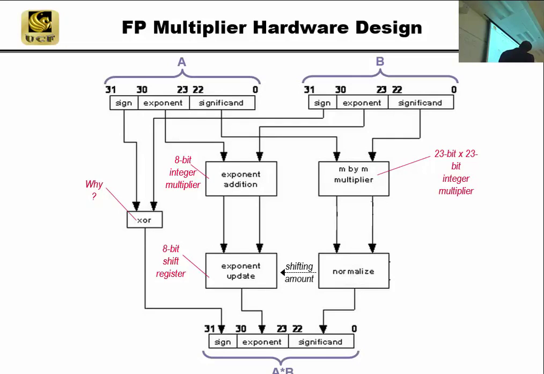Exponent update. It's based on the shifting amount. So every time we had to normalize the shift here, you're going to do what to the exponent? Add 1. If you're making this smaller, you're going to add 1 over here.